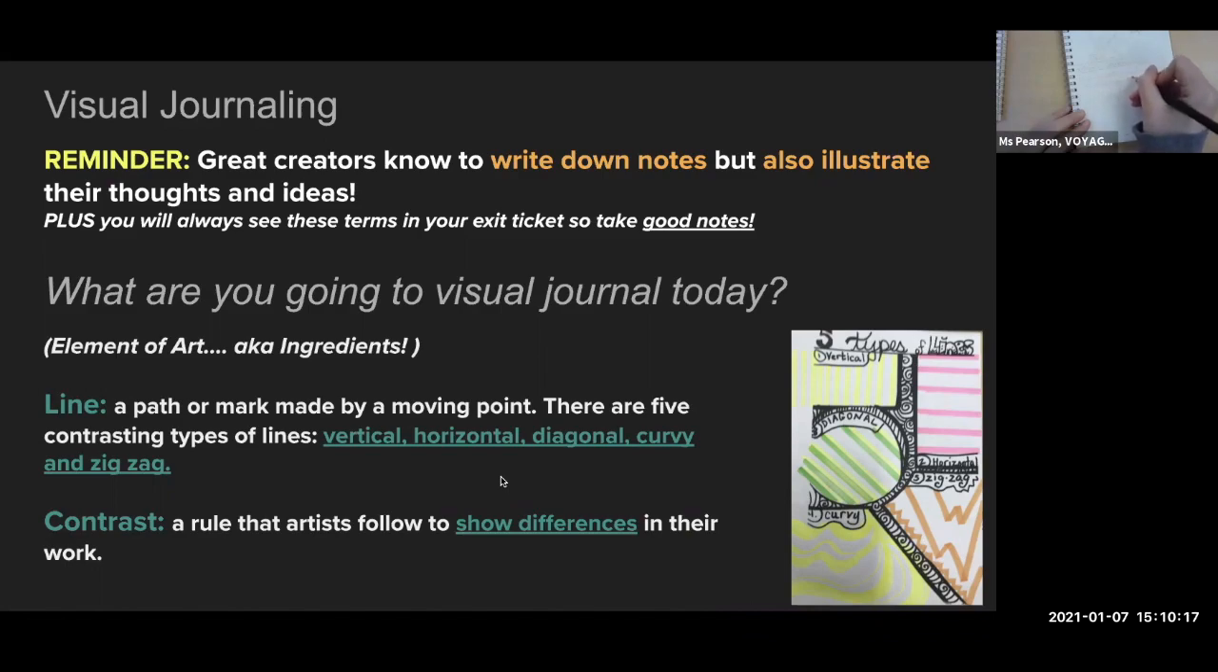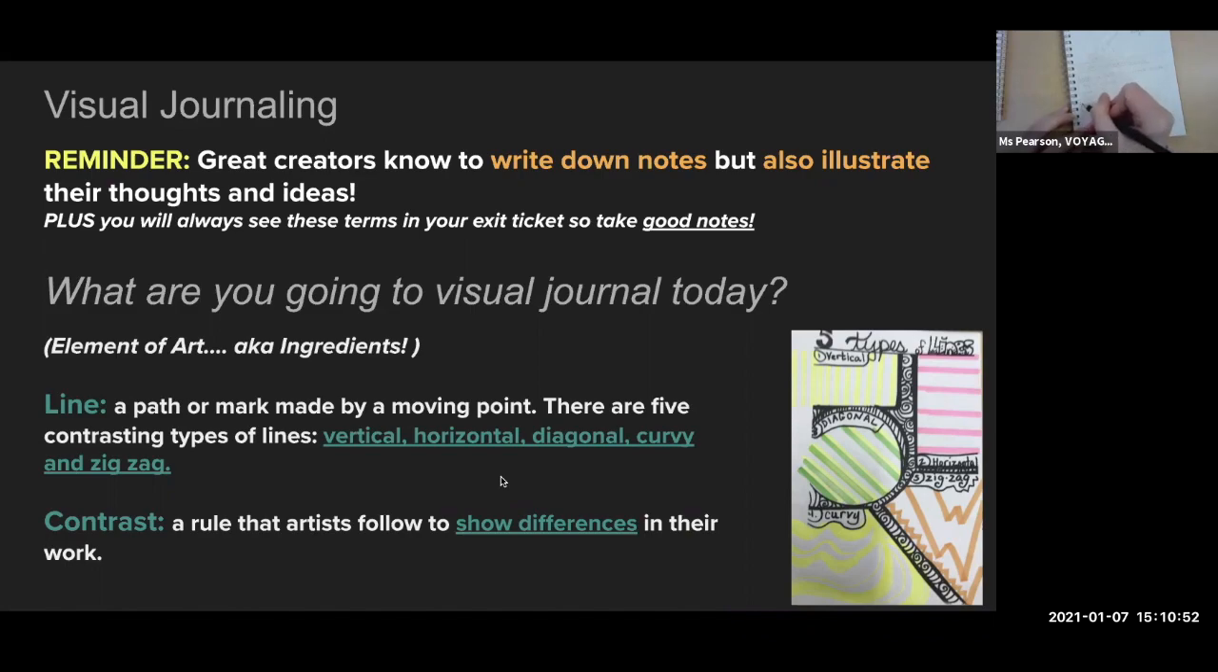Go ahead and also write down 5 types of contrasting lines. Those are vertical, horizontal, diagonal, curvy, and zigzag. Excellent. You're just writing down the definitions right now. Don't worry about drawing anything just yet. We'll get to that. Just writing the definitions.